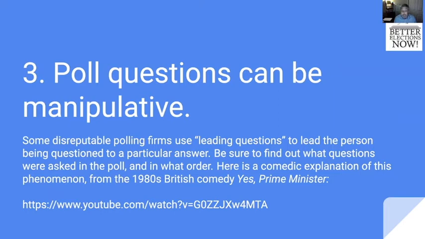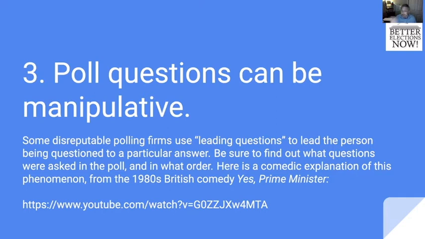In the 1980s, there was a British comedy called Yes, Prime Minister, and I put the link here. But if you just were to Google "Yes, Prime Minister Sir Humphrey polling," you would get the video. And he explains how it's done, how there are leading questions that lead you somewhere where, by the final question, it's sort of illogical for you to choose one answer over another. And then they just drop all the other questions and publish the last one. So people can be manipulated if they're not careful.